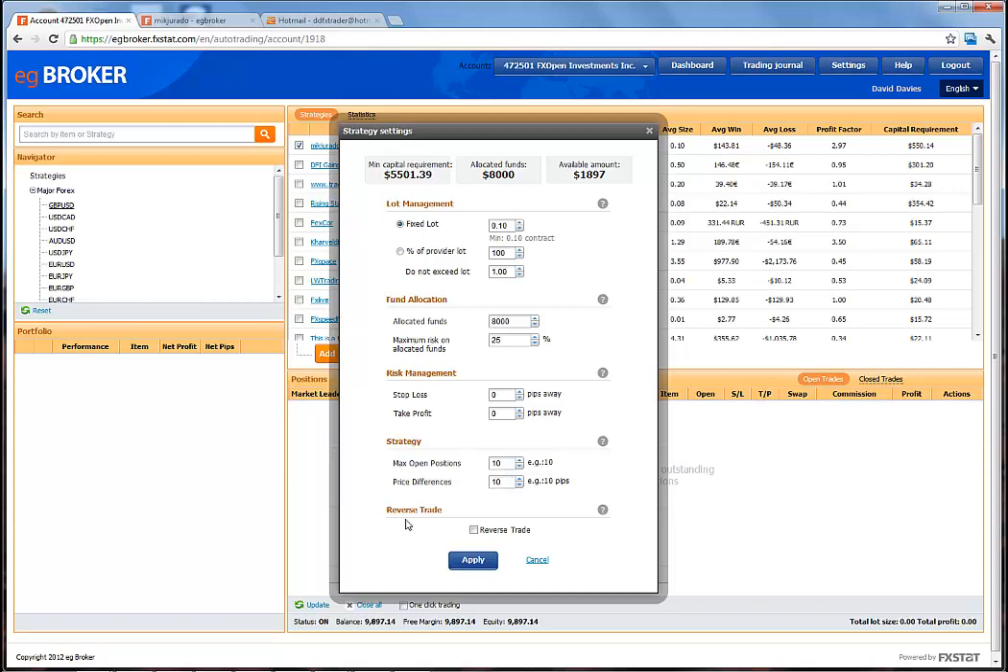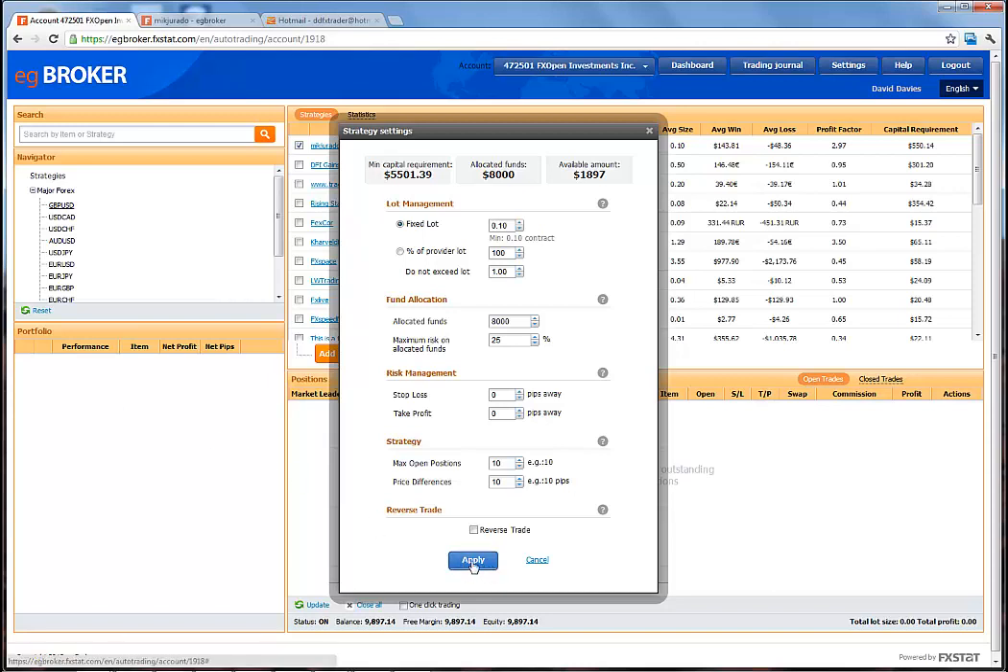And at the bottom, we have the reverse trade feature. This allows you to follow any traders you notice are performing poorly. It will keep all the safety features and parameters you've set above in place and will enter all the same trades as the signal provider, except in the opposite direction. Once you've made your selections, you click apply and it will add the signal provider into your portfolio.